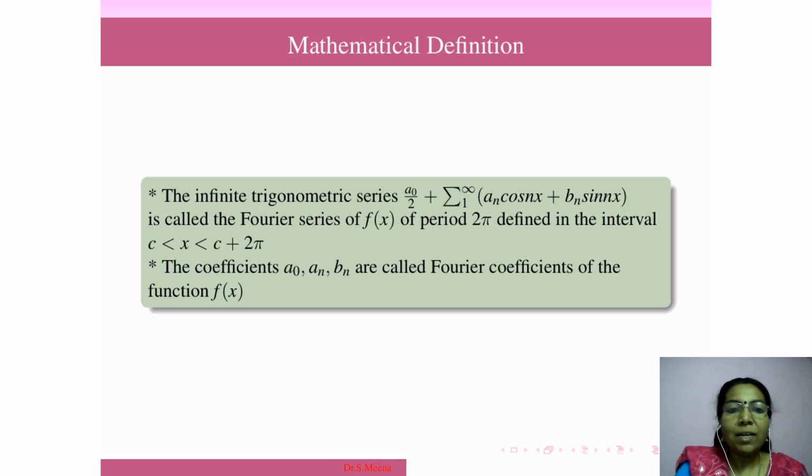Now this is the mathematical definition for a Fourier series. The infinite trigonometric series given by a0 by 2 plus summation n equal to 1 to infinity an cos nx plus bn sin nx is called the Fourier series of f of x of period 2 pi defined in the interval x lying between c to c plus 2 pi. The coefficients a0, an, bn are called the Fourier coefficients for the function f of x.